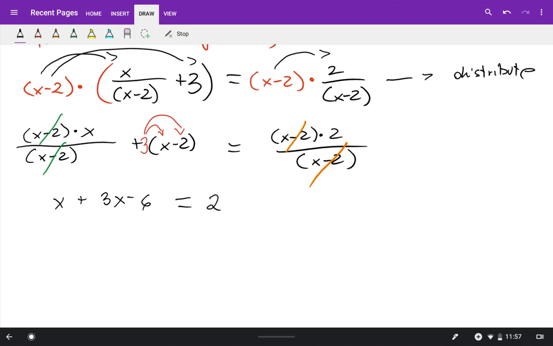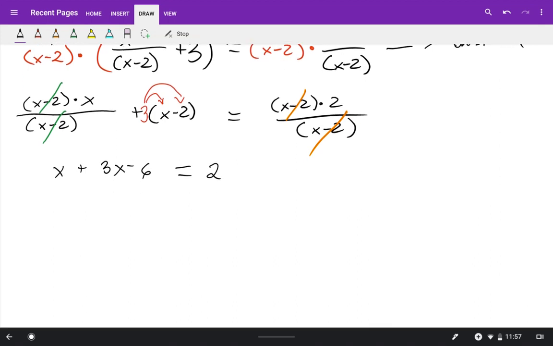How are you going to know that you simplified correctly? We don't have fractions anymore, so I'm 100% sure that we did it right. We're on a good track to solve this equation. Next, we're going to combine like terms. So x plus 3x will give us 4x minus 6 equal 2.